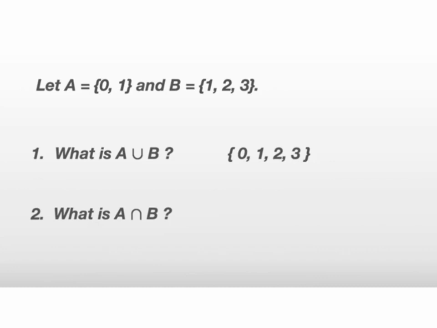The intersection of A and B will contain only elements in both A and B. In this case, only 1 is common to both A and B, and so the intersection of A and B is the set containing 1.